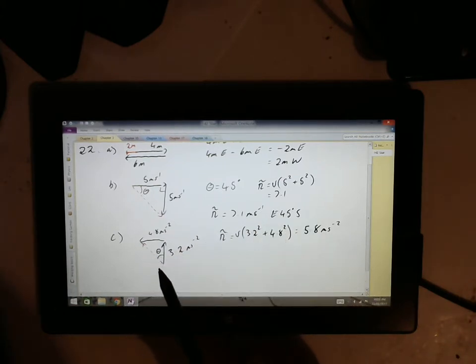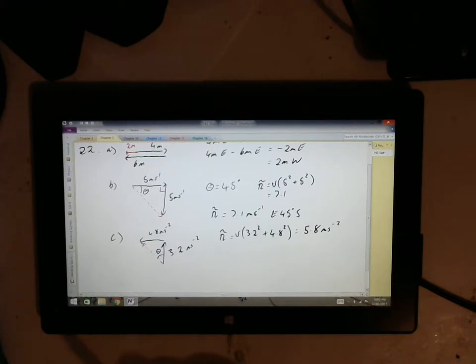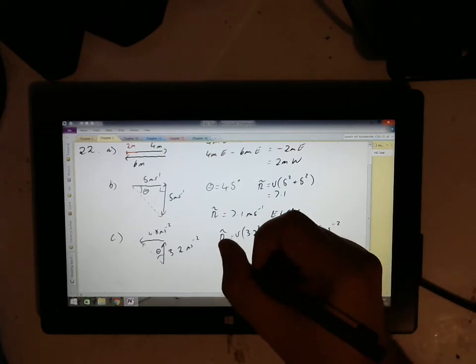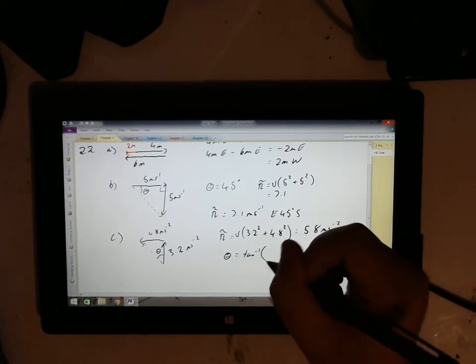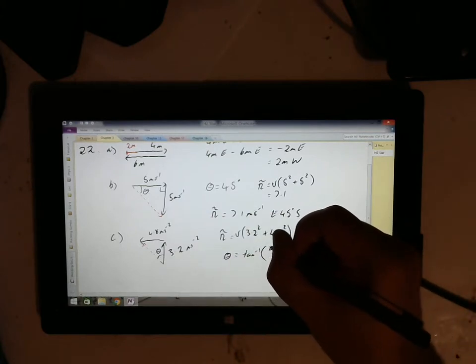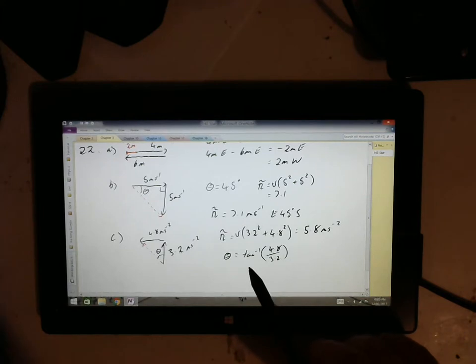Now when you're working out an angle for combining vectors back together, we're generally going to use tan. We could use cos or sine and use our hypotenuse we just worked out, but there's some rounding error in that, so let's not do that. Theta in this case will equal the arctan of opposite over adjacent, 4.8 over 3.2. I note I am skipping through some rearranging. If you need to write down the individual steps, please do.